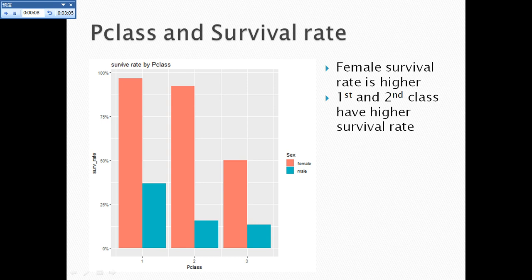P-class stands for socio-economic status. According to the bar chart, the survival rate of the upper and middle status was much higher than the lower status. Back to the document. When the Titanic emergency occurred, the third-class passengers were not informed, which means that third-class passengers were largely left to fend for themselves.